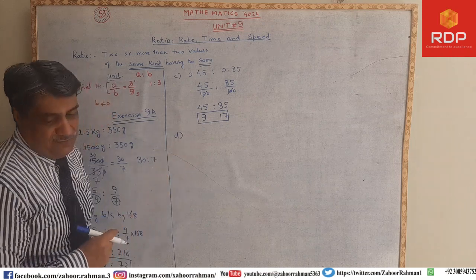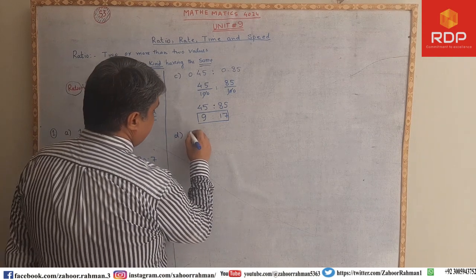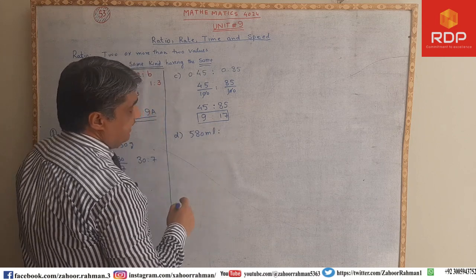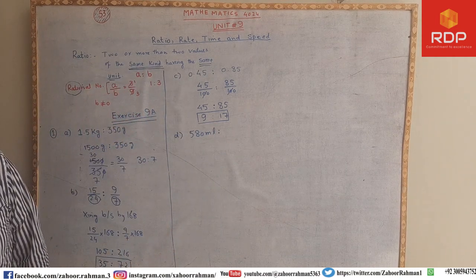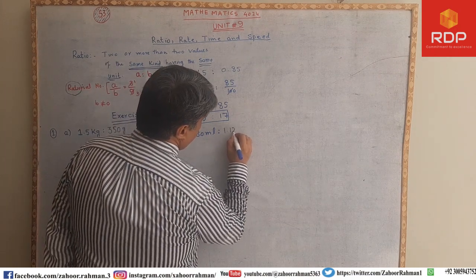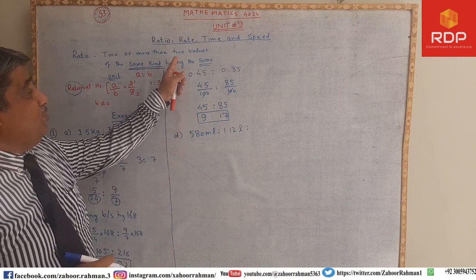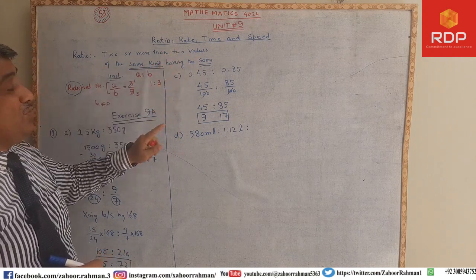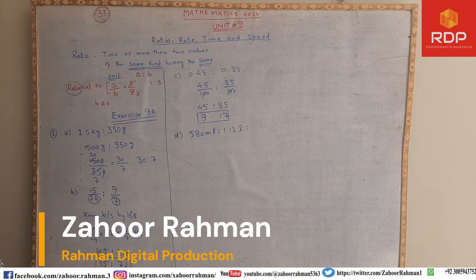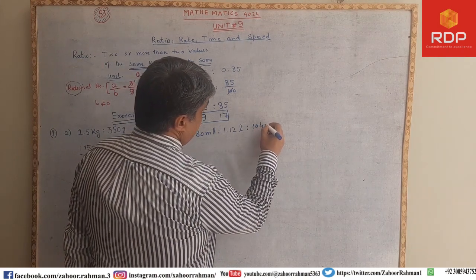Now the D part we are doing is 580 milliliter, and then we have 1.12 liter, and there is a third quantity as well. I told you two values or more than two values, so we can compare, but the unit should be the same. And the third one is 104 milliliter.